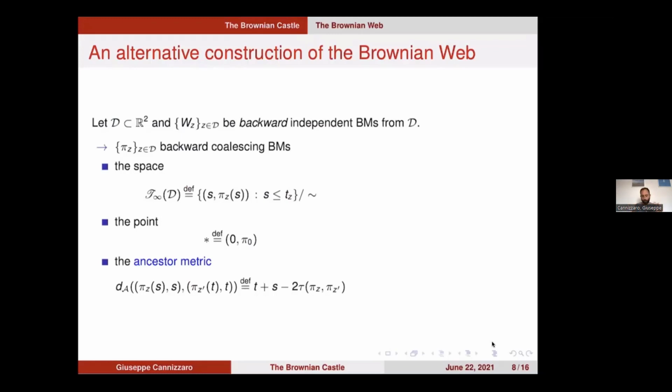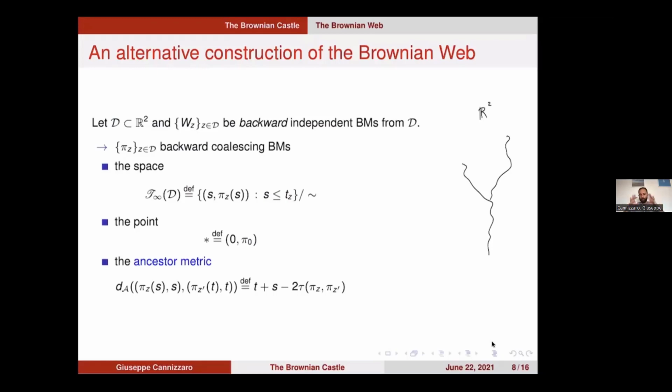We start, for example, in our construction, with a family of backward coalescing Brownian motions, which can be constructed the way you prefer. The probably easier way is that you start from a countable dense set of points, and then you build these Brownian motions inductively in such a way that they are coalescing. And this is what we see, for example, in R2.